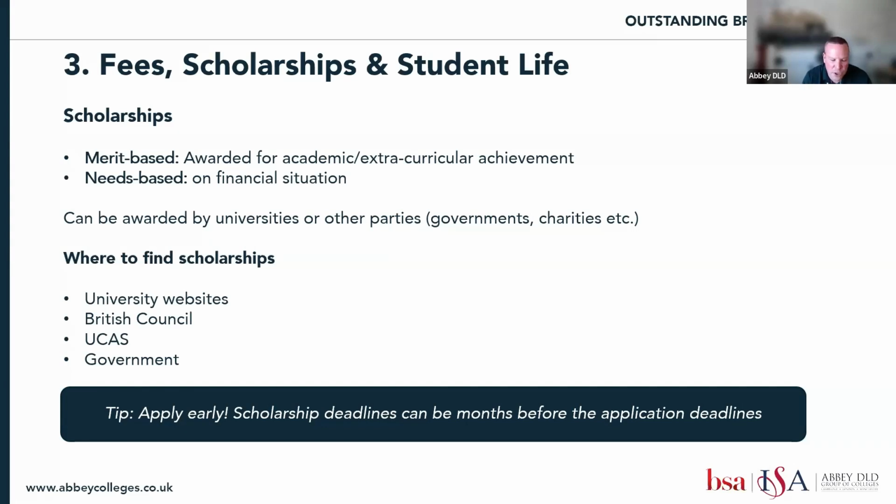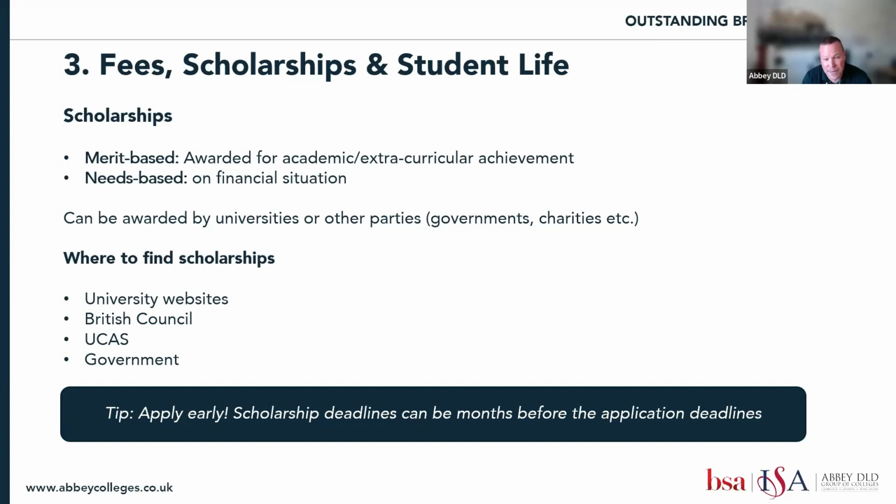Generally, there are two types of scholarships: those that are merit-based, so they are awarded based on your achievements, both academic and they can be extracurricular. There are quite a lot of sporting scholarships if you're a particularly strong sports student. Universities are quite competitive, so they will give scholarships to strong sports people or athletes.